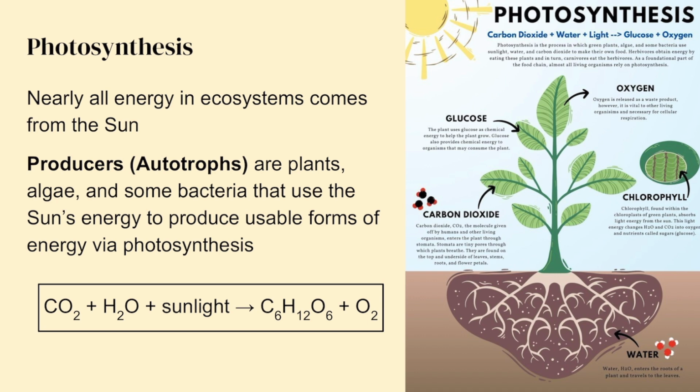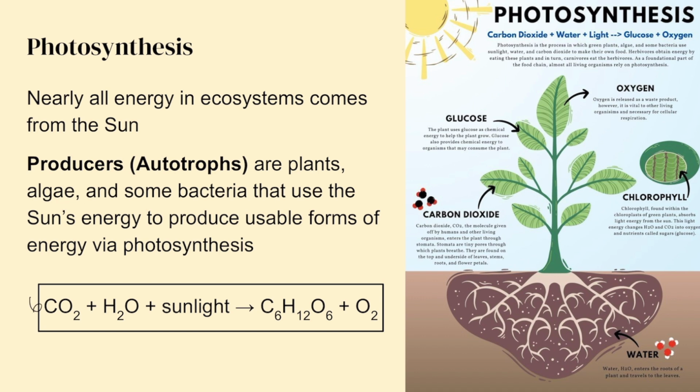Nearly all energy in ecosystems comes from the sun originally. Then producers, they're also called autotrophs, are plants, algae, and some bacteria that use the sun's energy to produce usable forms of energy via photosynthesis. So solar energy is a form of kinetic energy, and it is converted into chemical energy by the process of photosynthesis. So this equation that we have here is unbalanced.